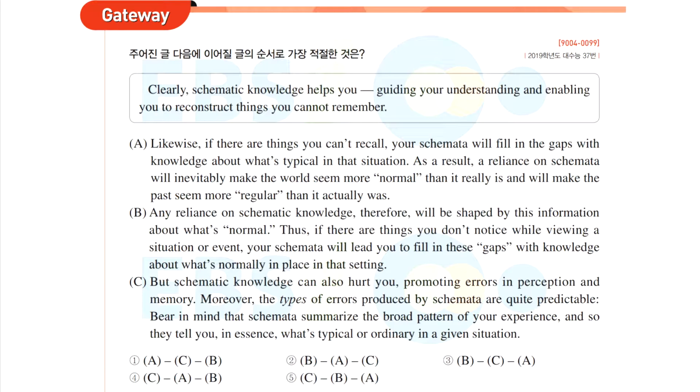Thus, if there are things you don't notice while viewing a situation or event, your schemata will lead you to fill in these gaps with knowledge about what's normally in place in that setting. Likewise, if there are things you can't recall, your schemata will fill in the gaps with knowledge about what's typical in that situation. As a result, a reliance on schemata will inevitably make the world seem more normal than it really is, and will make the past seem more regular than it actually was.